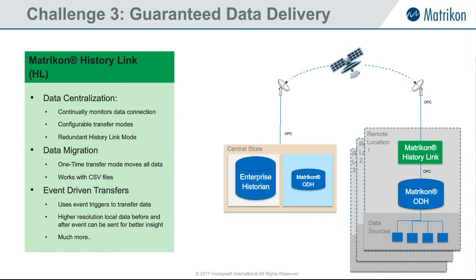Okay, so we've been using this for years. We have a lot of experience with this, and it's a very popular solution for people who are trying to create what we call a hub and spoke solution. The hub is the central store, and the spokes are the sites, the remote locations feeding into the hub. And HistoryLink is the thing that powers that.